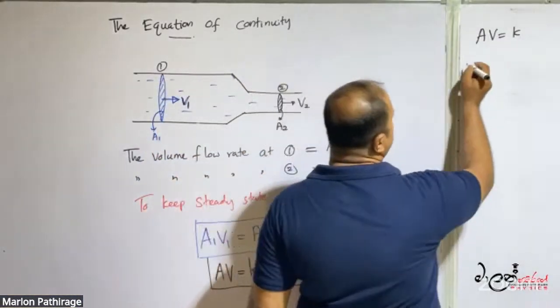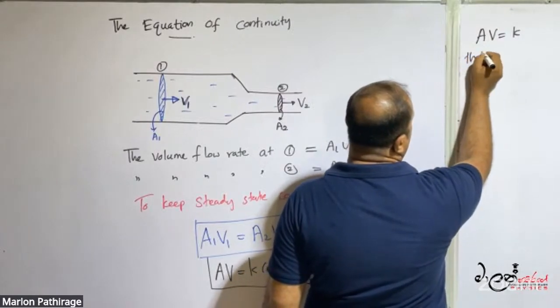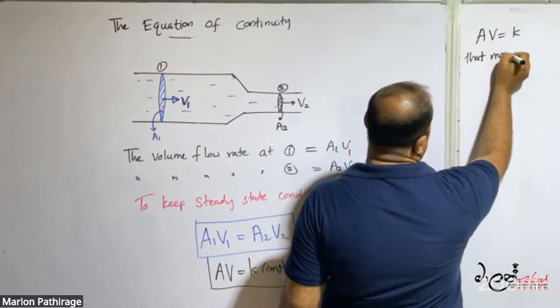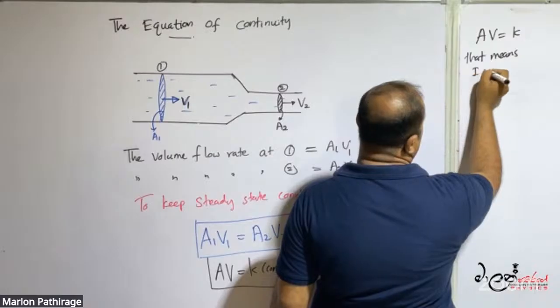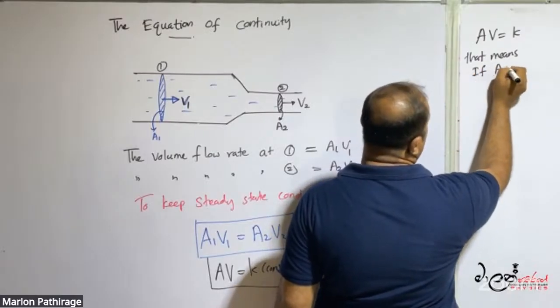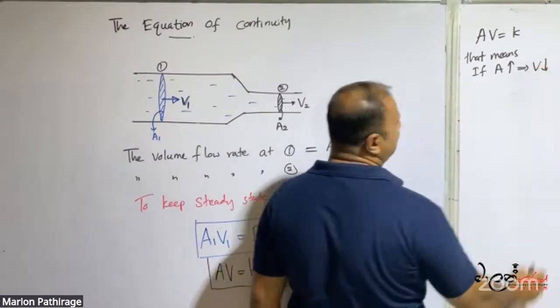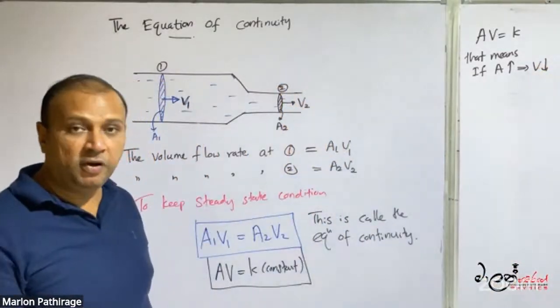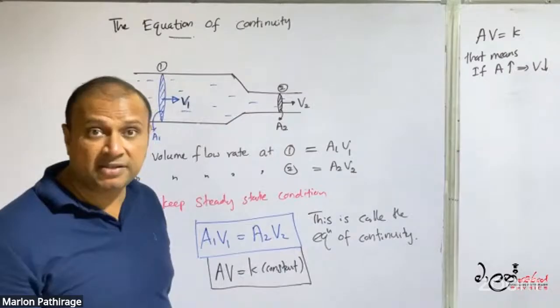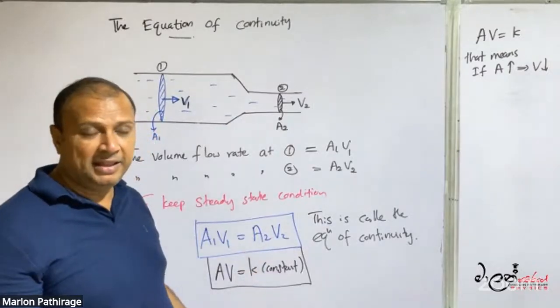That means if A increases, then definitely B should be decreased, because to keep the AV product a constant. The AV product is a constant.